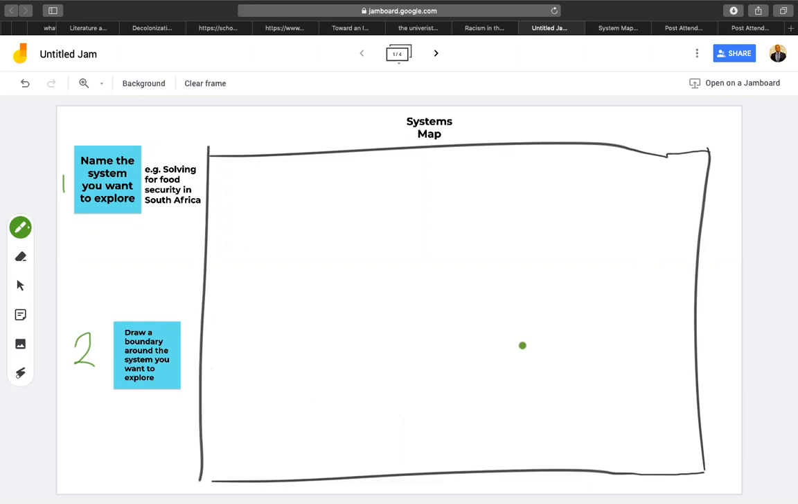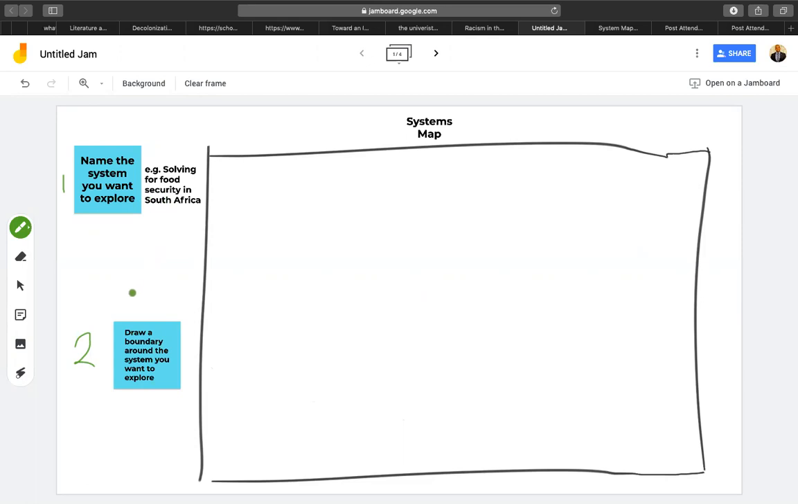Normally, I do this on a big sheet of paper with pens of different colors. I use sticky notes of different sizes and colors, but I'm doing a really simplified version here on Jamboard. First, name the system you want to explore. In my case, I want to solve for food security in South Africa. This will be a highly complex map as the boundary is quite large.